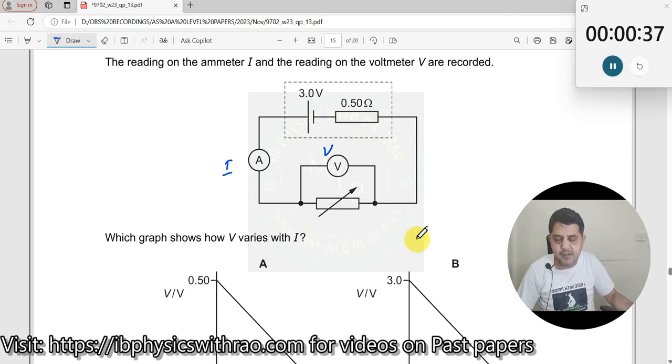Which graph shows? Okay, so this is a question on graphs. You want to plot a graph of V versus I. What is I here? The current through the bulb. Okay, that's what we need.